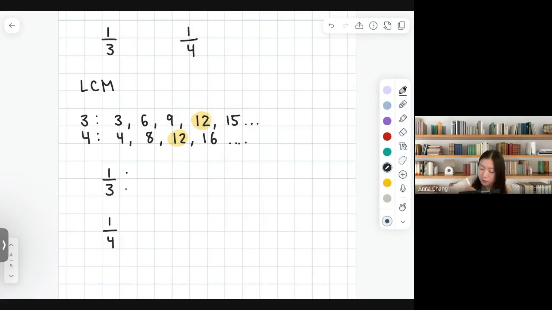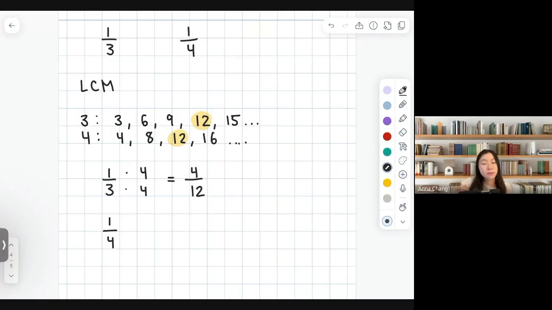So for 1/3, in order to get 12 in my denominator, I'm going to have to multiply that 3 by 4, right? So I'll have 12 in the denominator here. Remember, in order to create equivalent fractions, you have to multiply the numerator and the denominator by the same value. So I'm also going to multiply my numerator by 4. 1 times 4 is 4. This means that 1/3 is equal to 4/12.